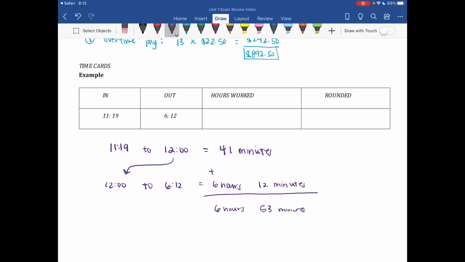But to find the rounded value, we have to see, is 53 minutes closer to the next whole hour of 7 o'clock or to 6 hours and 45 minutes? We're 8 minutes away from 45, but we're only 7 minutes away from the next hour. So this is going to round to a total of 7 hours.